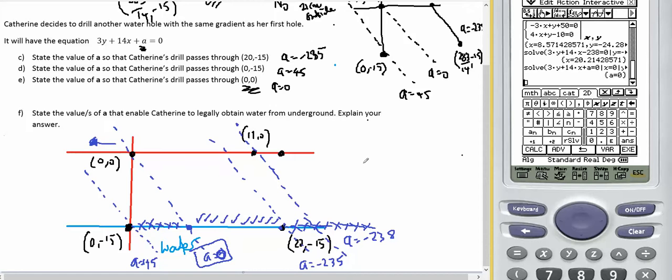So a has to be inclusive of minus 235 through to 0 inclusive, assuming that she can actually start drilling on the boundary and that she can actually drill from here, because it will be on the boundary when she finishes. So they're the values of a.